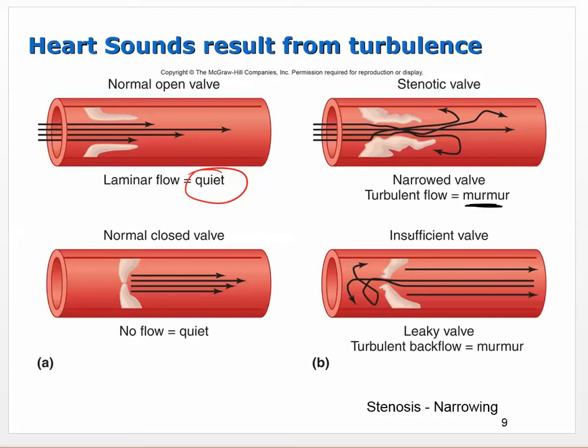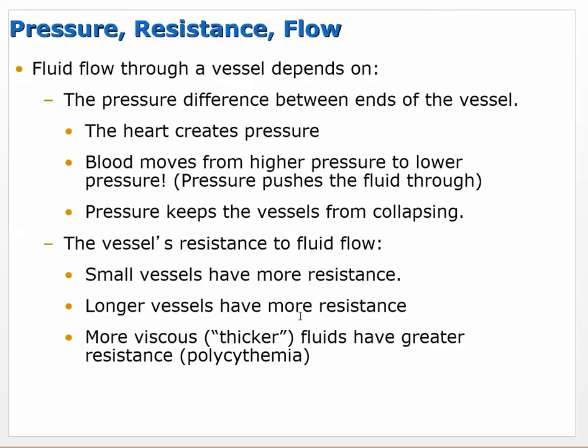So a stenotic valve is narrowed. An insufficient valve means that it's really not closing all the way, and it's supposed to stop the blood from flowing. And that's what I was just mentioning. If it doesn't close all the way, then that blood can squirt back out, and that's also going to be heard as a murmur. Okay, so pressure, resistance, and flow.